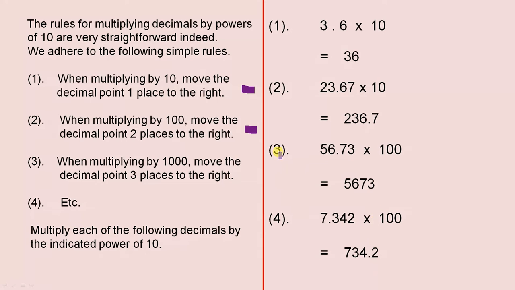And for the next example, we're still doing this rule here. So you just move the decimal point 2 places to the right to get 734.2. Let's have a look at some other examples.